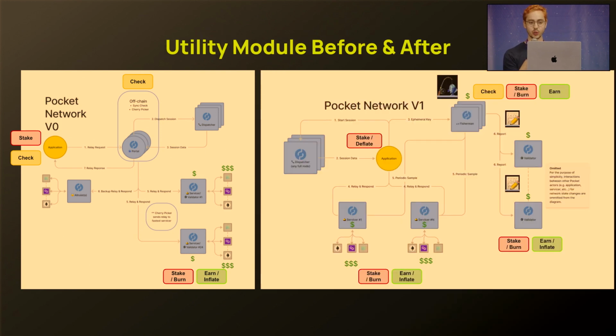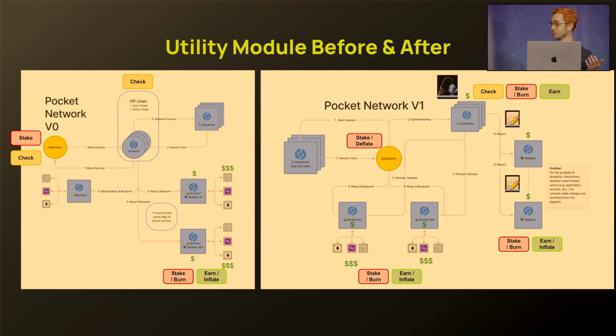So this is where the utility module V1 comes in. The big thing that I want you to note is that the difference between V0 and V1 is that little fisherman at the top right. What the fisherman does is periodically, during a session of servicing relays, continuously sample the servicers that are replying to the app's requests. It checks for consistency, data integrity, and latency, and then basically takes a report card and posts it on-chain regarding how well each servicer is doing.